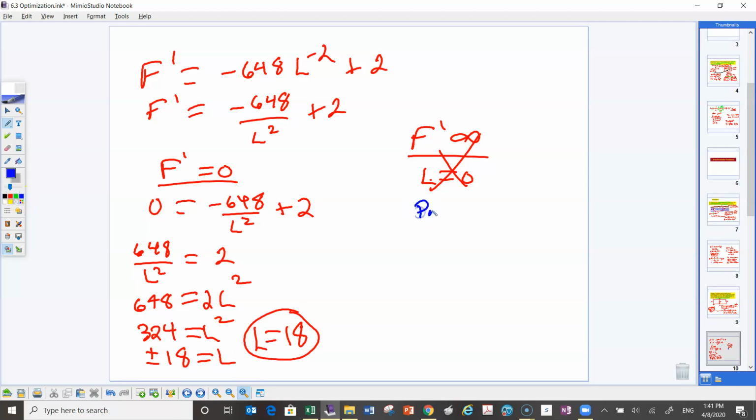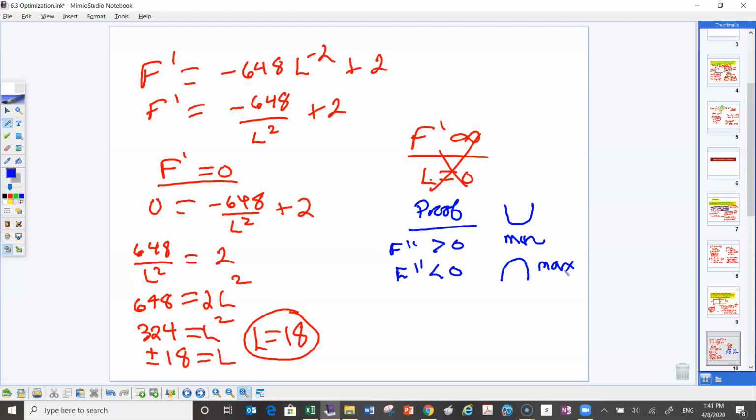So now I want to do my proof, and this time I'm going to use what's called the second derivative test to prove whether a critical number is a max or a min. And here's what it says. If I take my critical number, which is 18, and plug it into the second derivative, if it makes the second derivative positive, then my graph is concave up, and my critical number has to be a min. If the critical number plugged into the second derivative is negative, then the graph is concave down, and then my critical number is going to be a max.